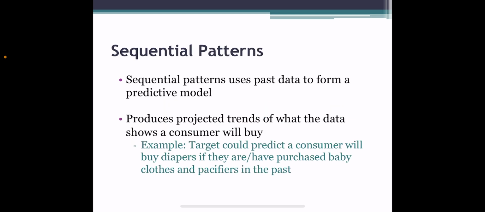Sequential patterns. Sequential patterns use past data to form a predictive model. Produce projected trends of what the data shows a consumer will be. For example, Target could predict a consumer will buy diapers if they have purchased baby clothes in the past.